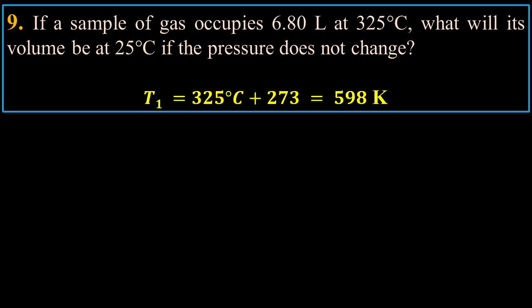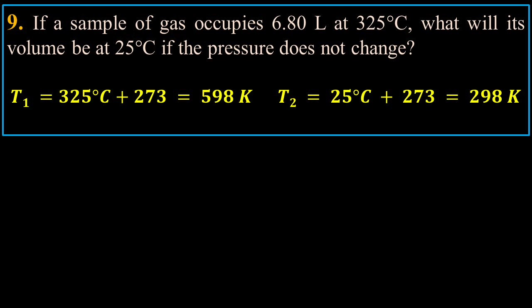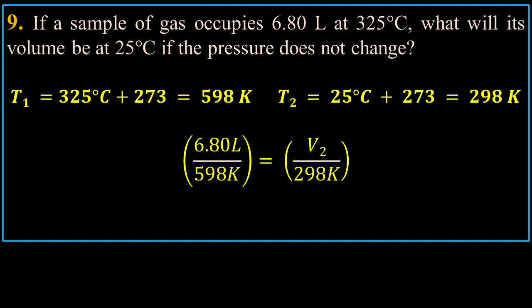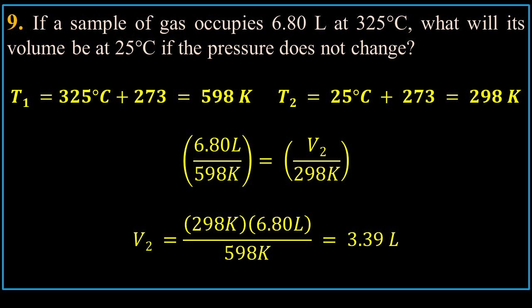So here we have T1 and V1 is 6.8. Here we have T2. You have to change that as well, and that's going to be 25 plus 273, that's 298. The temperature is 273.15, but it's okay to round things. I do it all the time. It's just easier. Now we plug in V1 over T1 equals V2 over T2, then cross multiply and divide: 6.8 times 298 divided by 598. You'll see that the Kelvin cancels and you're left with 3.39 liters.